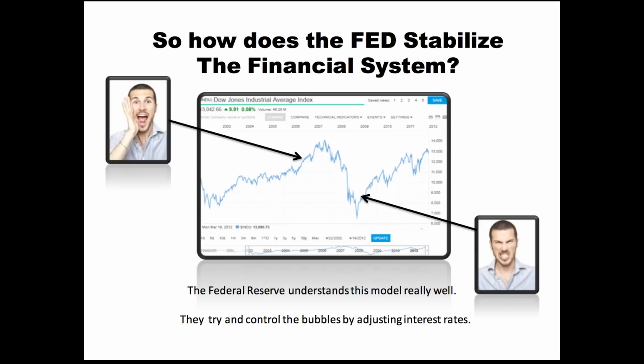And the way that the Federal Reserve was trying to prevent that bubble from happening was by adjusting interest rates. Whenever the market was climbing and getting really high, they were trying to raise the interest rate so that they could slow it down. And whenever it crashed, they were trying to lower interest rates in order to induce spending. So in order to understand this better, I'm going to give you a little example here.